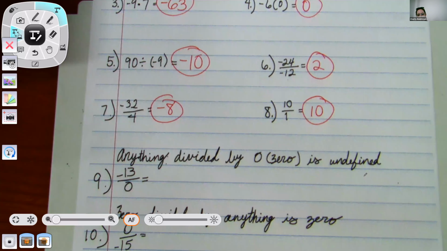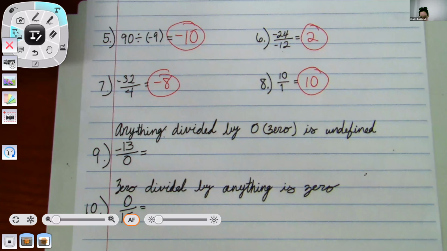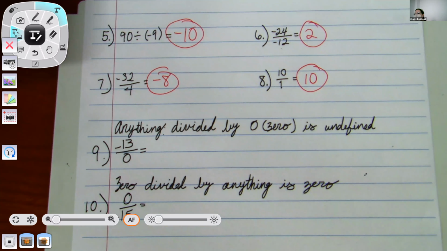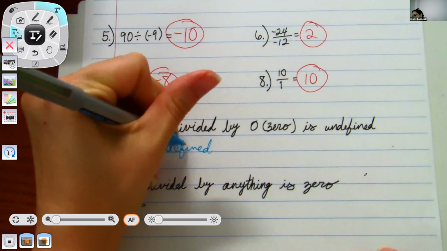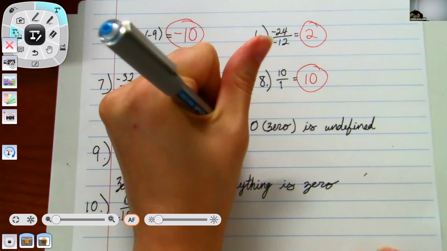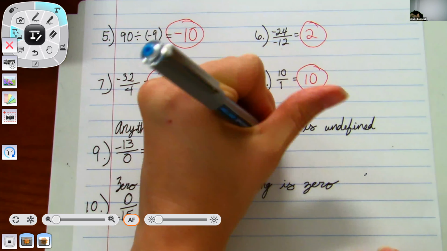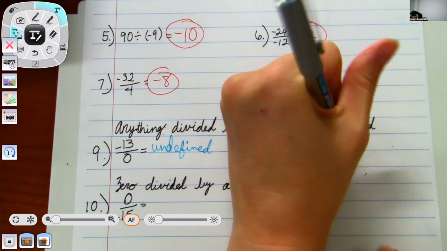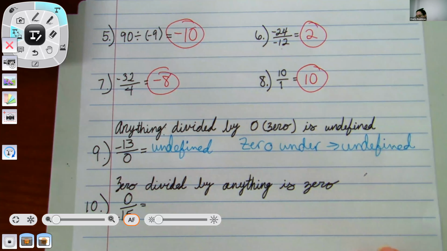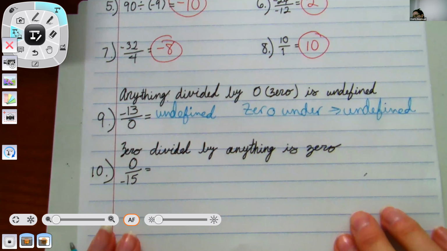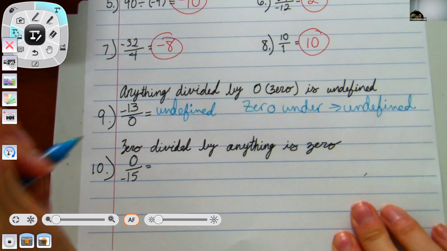Number 9, anything divided by 0 is undefined. So you can remember that by 0 under is undefined. And then 0 divided by any number is just 0. So 0 divided by -15, or 0 over -15, just equals 0.